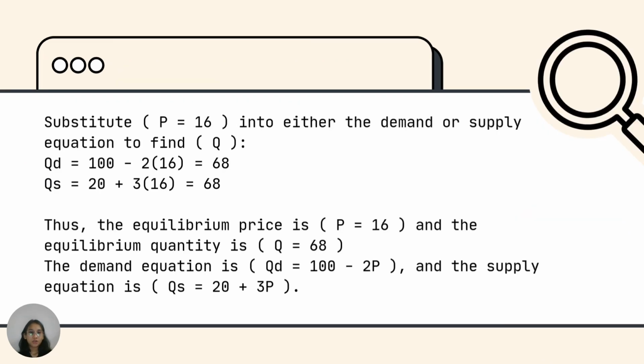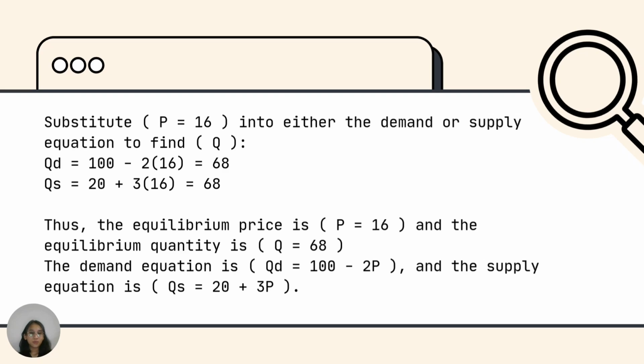Next, substitute P equals 16 into either the demand or supply equation to find Q. QD equals 100 minus 2 multiplied by 16, and we got 68. For QS equals 20 plus 3 multiplied by 16, we got 68 too.